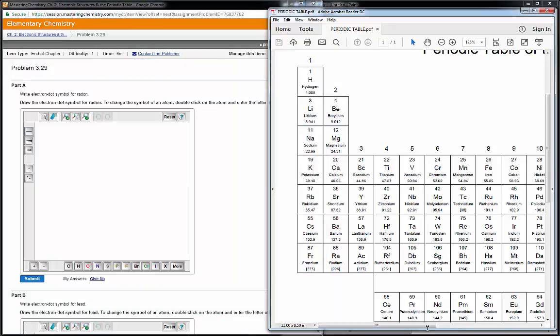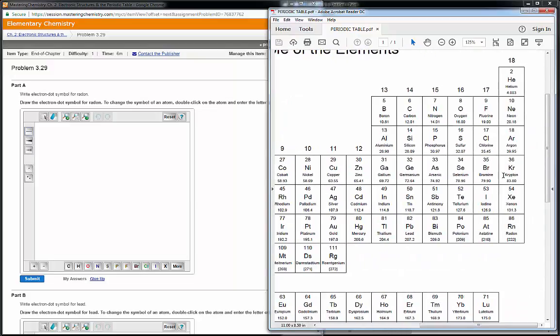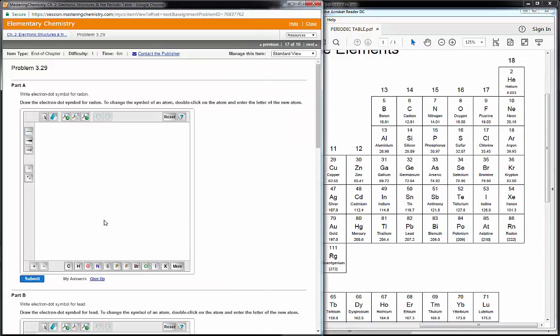All right, for radon, radon is a noble gas here at the very bottom. So double click, make that a radon. Hit enter, so that takes, and it has 8. So 2, 4, 6, 8. There we are.